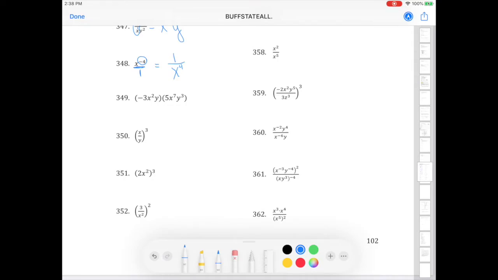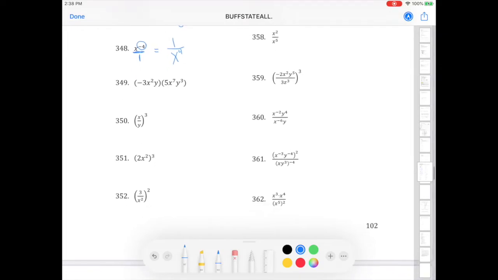All right, next one has a lot of multiplying. So 349, there's negative 3x squared y times 5x to the 7th y cubed. So multiply common things together. When you're multiplying, we know that our exponent rule is to add our exponents together, but that has nothing to do with these coefficients, the numbers. Those aren't exponents. You multiply them like you normally would. That's going to get me negative 15.